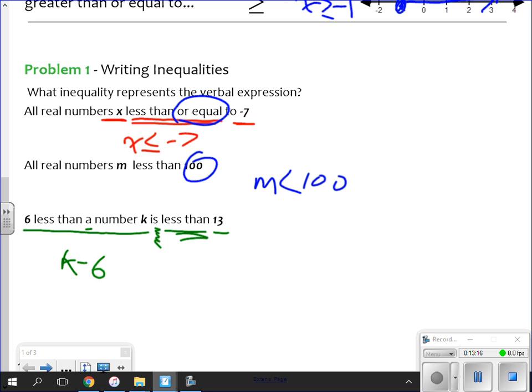6 less than the number k is less than 13. So I have that. I'm comparing it with 13. And what's smaller? The k minus 6 is smaller than the 13. Less than 13. Questions?